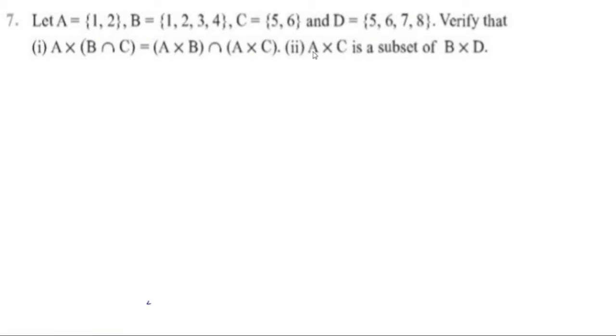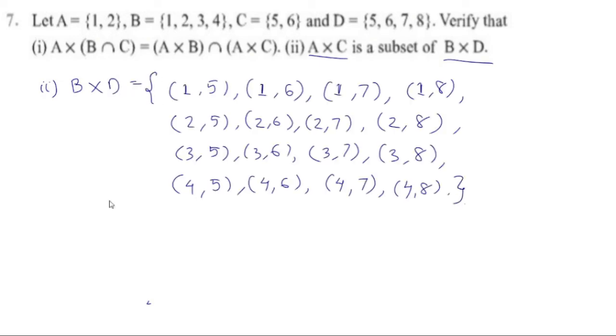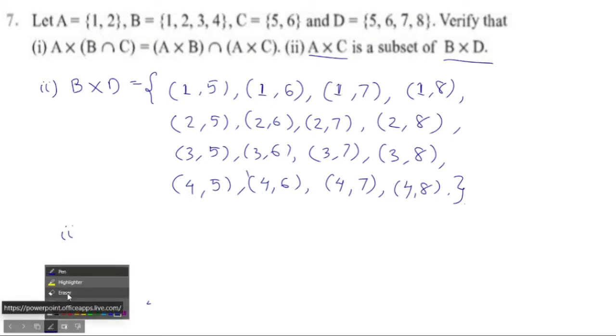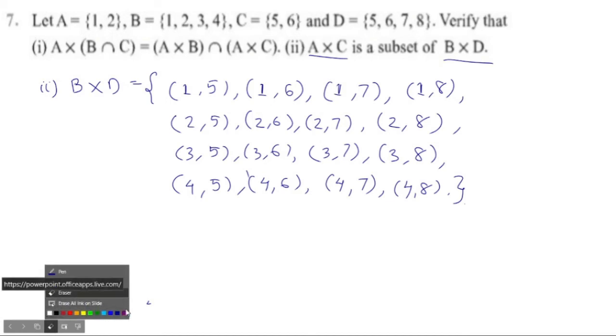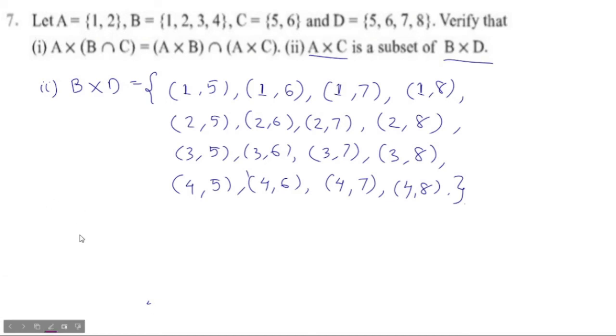Now we need to verify whether A cross C is a subset of B cross D or not. Okay, first of all we have to find B cross D. So this will be B cross D. You just have to pair the elements of B with the elements of D, where the first element is from set B and the second element is from set D. Now let us find the set A cross C.